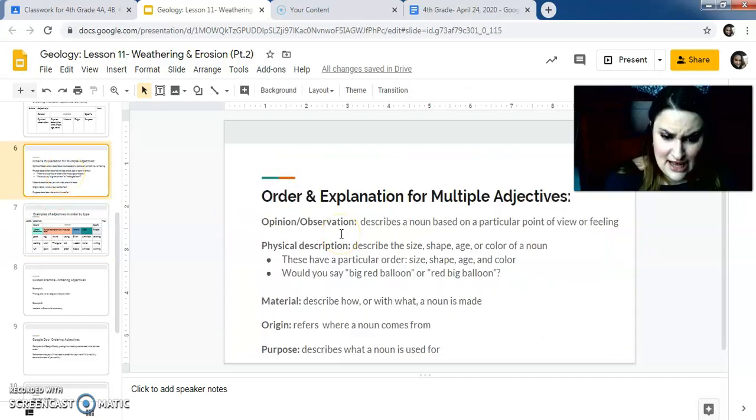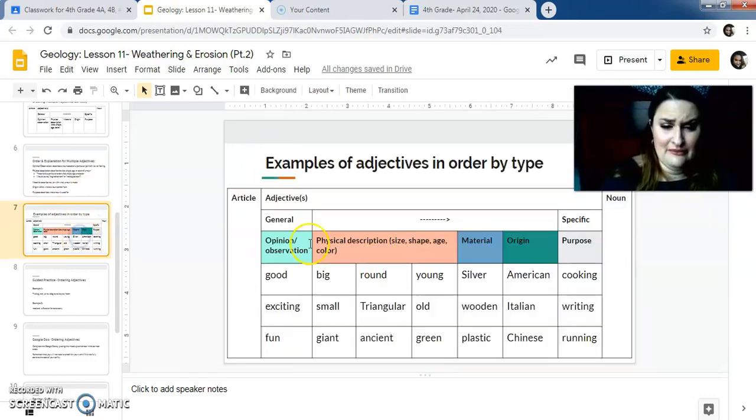The next order, I don't want to say importance, but the way that we would order our adjectives is by physical description. This is kind of obvious. They describe the size, shape, age, and color of a noun. This is where it gets kind of complicated, though, is that these also have a particular order. If you have more than one adjective describing the noun's physical description, it goes by size, shape, age, and color. I also put that on here so you can remember.